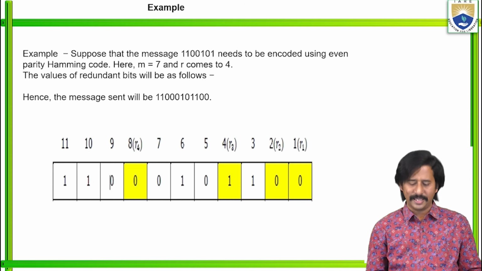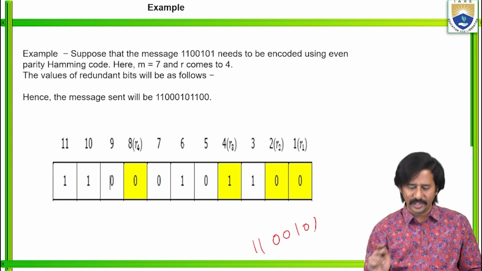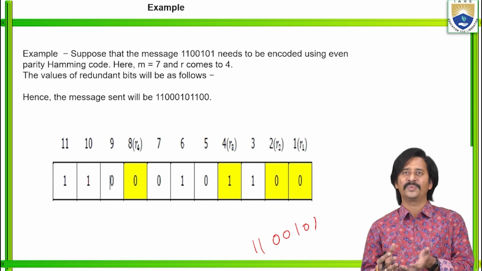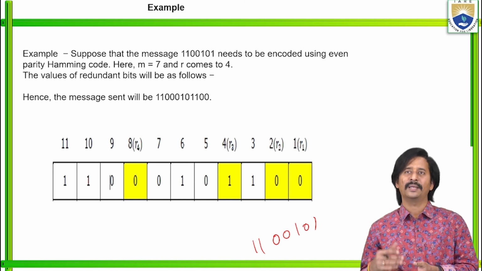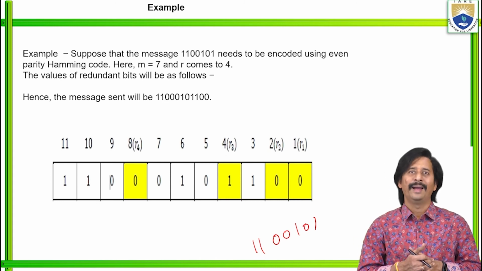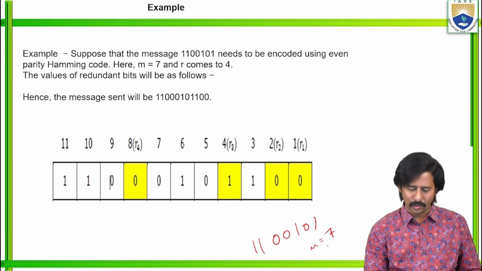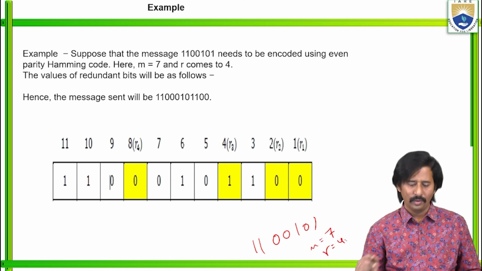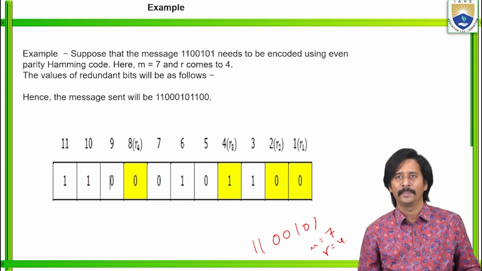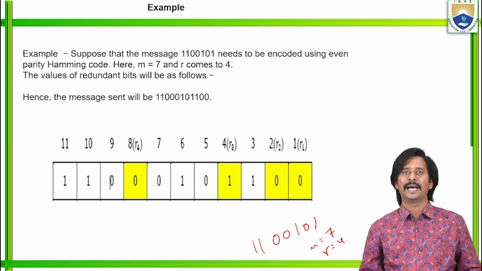Suppose that particular message, that is 11000101. That is my data, my node ready to transmit this particular message. So that particular data in the form of the frames needs to be encoded using even parity Hamming code. So let us take example m equal to 7 and r equals to 4. Right. So just you go through this on how we need to calculate this particular example.